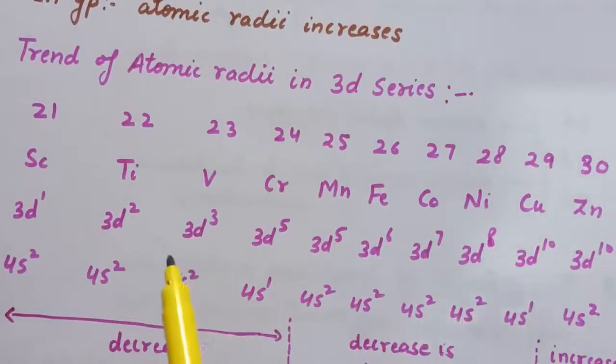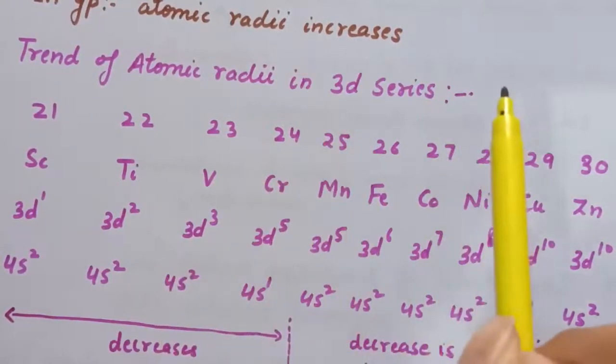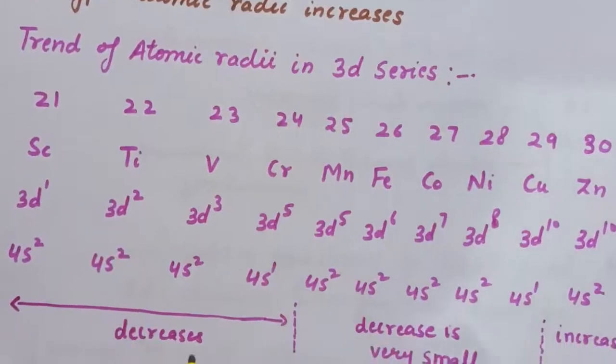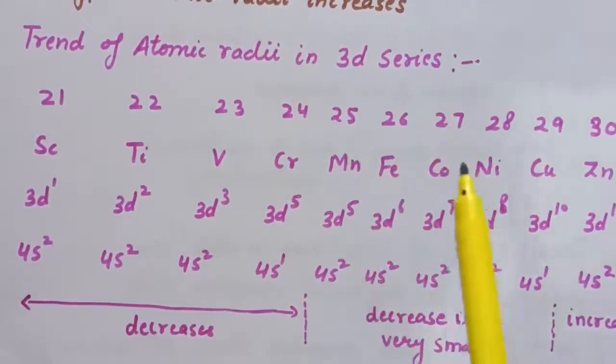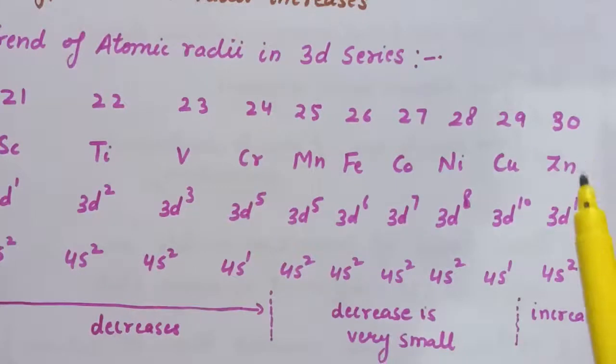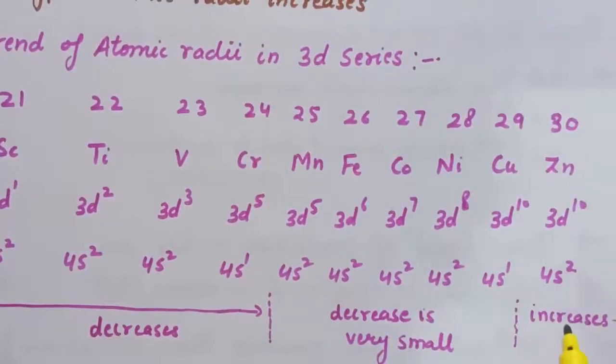Now the trend of atomic radii in the 3d series is irregular. First it decreases, then in the middle elements the decrease is very small, and at the end of the series again the atomic radii increase.